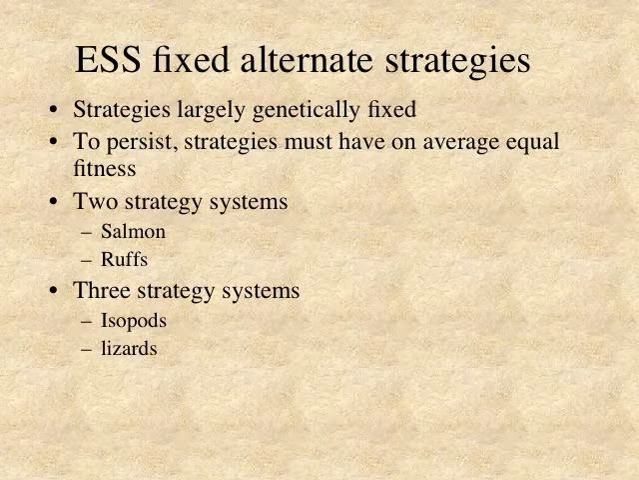ESS fixed alternate strategies is a whole different kind of evolutionary dynamic, right? The strategies are genetically fixed, and so they must have equal average fitness over time if they're going to persist in the population. That's what the evolutionarily stable part means. And there are a few examples of these. Most are 2-strategy systems, but there are also a few 3-strategy systems that are described in the literature.